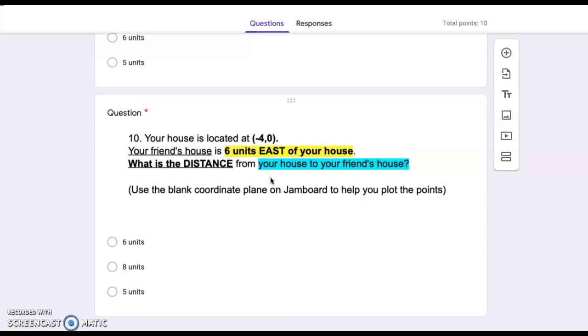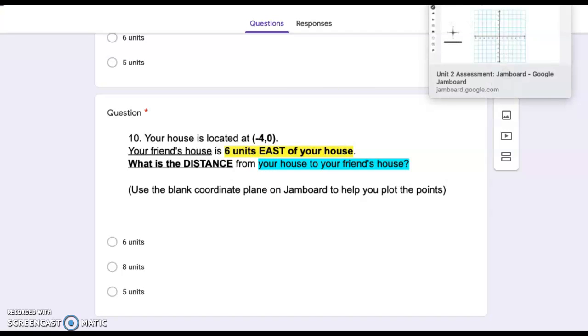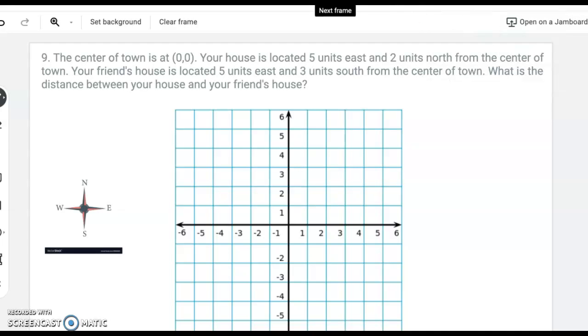And number 10, your house is located at -4, 0. Your friend's house is 6 units east of your house. What is the distance from your house to your friend's house? Use the blank coordinate plane on Jamboard to help you plot the points. So again, the Jamboard should be in a separate tab, readily available for you.